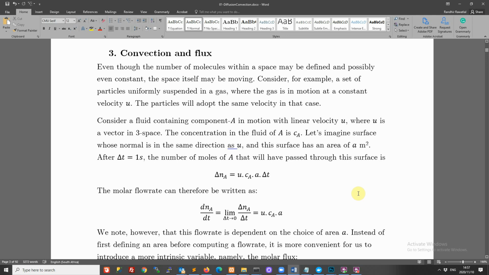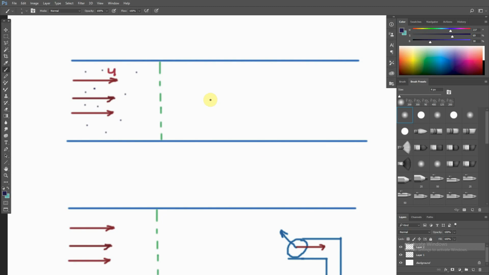Now that we've established the basic concept of a phase and a fluid, let's start estimating the flow rate of specific components through our system. Let's imagine that we have some fluid that's flowing in a pipeline, and that in that fluid we have a specific component, component A. So these little dots represent component A, and we are interested in estimating the number of moles of A that pass across a specific point in the tube.